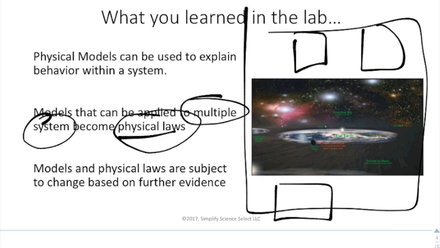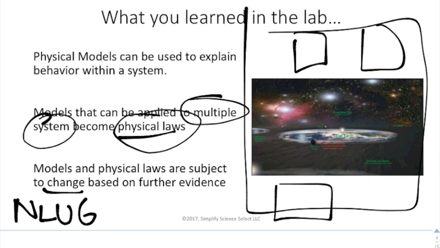Now, models and physical laws are subject to change. And this is one of the things that people have the most problems with, this idea that models can change. Our understanding of the universe is the best we have based on the available information. Okay, a great example of this is Newton's law of universal gravitation, commonly known as NLUG.